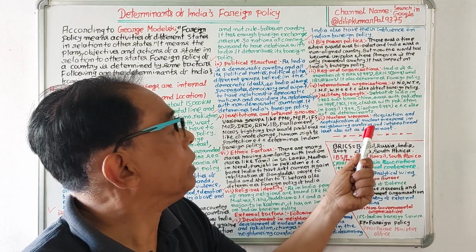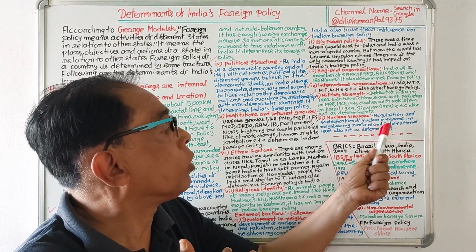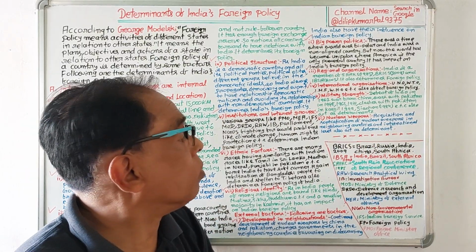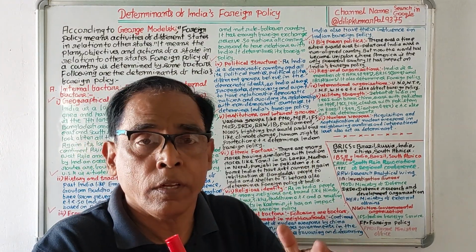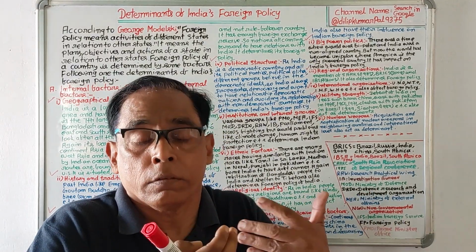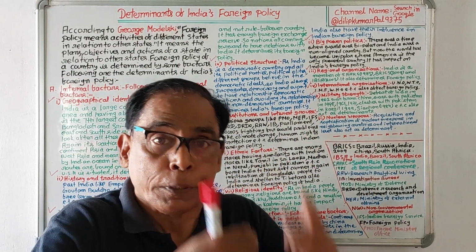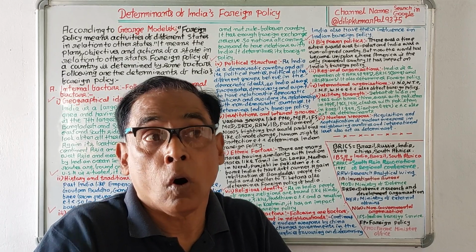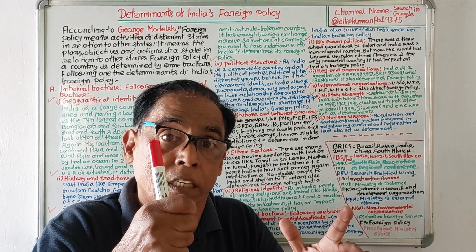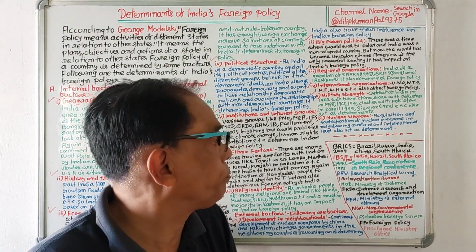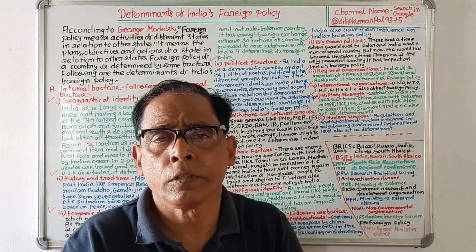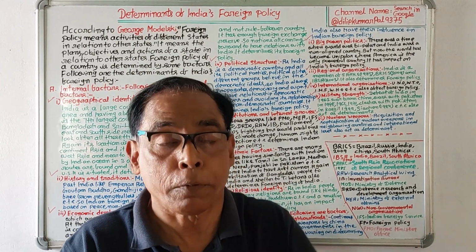Nuclear weapons. Acquisition and sophistication of nuclear weapons in neighboring countries and at the international level also acted as a determinant. Day by day, neighbors of India and other nations of the world are acquiring nuclear weapons. They are sophisticating the nuclear weapons. For all these things, India gives attention. It also determines its foreign policy. So, in this video we have discussed what are the determinants of foreign policy.